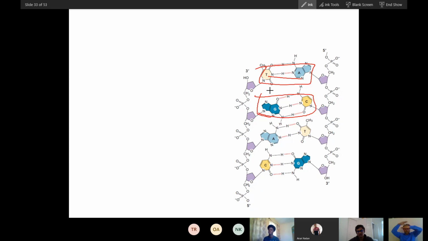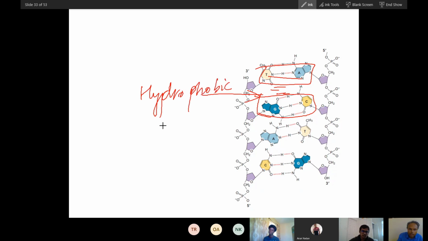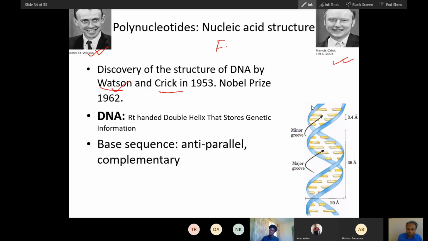So this close stacking of the bases is based on hydrophobic interaction. Now let's talk about this DNA structure. DNA is like a stair, and this stair will rotate. So the DNA helical model is like this.